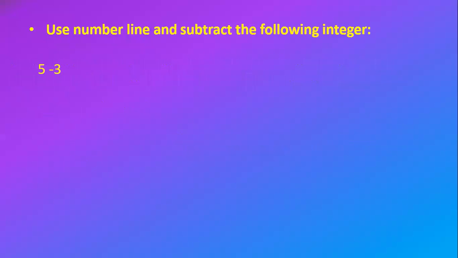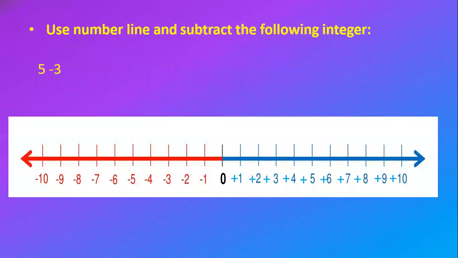Use number line and subtract the following integers. 5 minus 3. We need to skip 3 numbers towards the left. So it is plus 2.